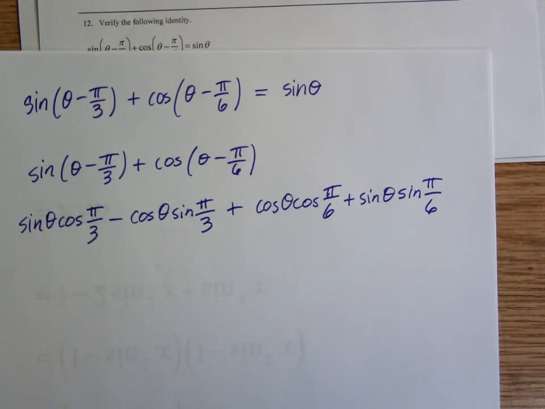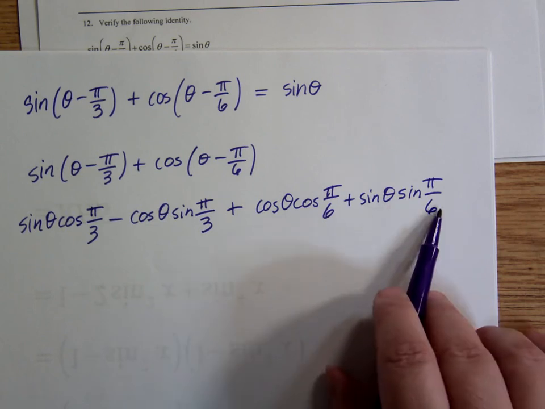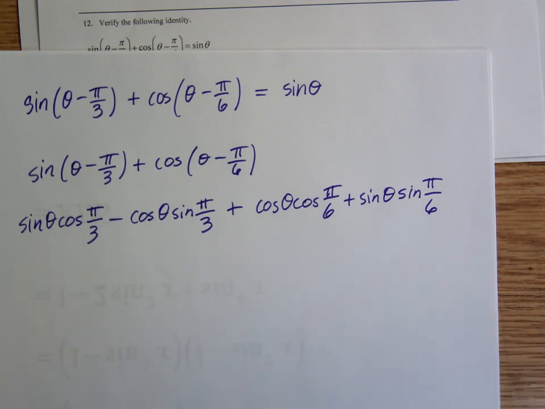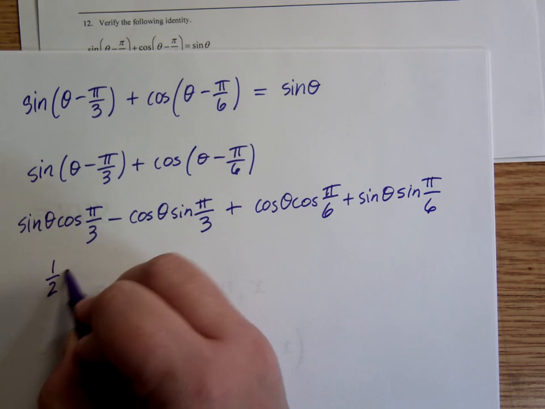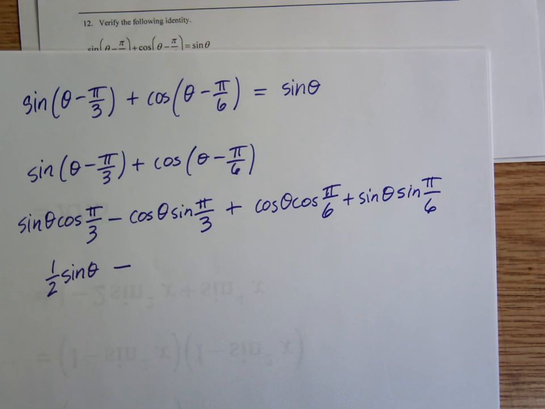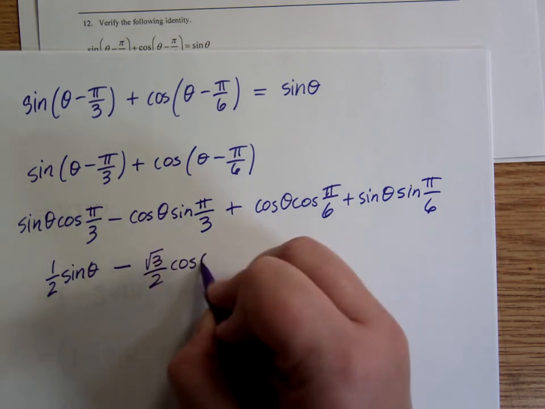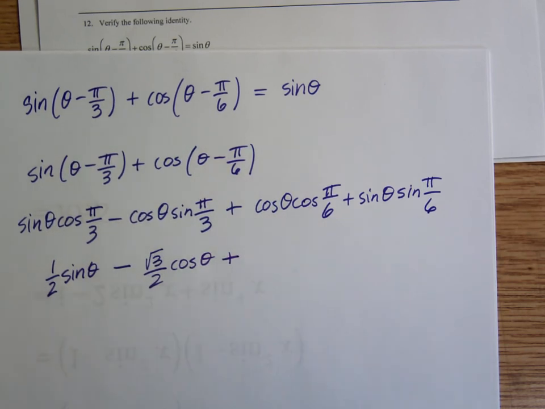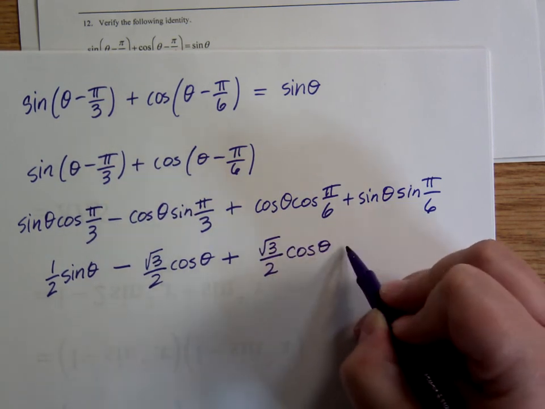And cosine of pi over 3, sine of pi over 3, cosine of pi over 6, sine of pi over 6, all of those values I know because of the unit circle. So anything I know from the unit circle I plug in. Cosine of pi over 3 is 1/2, so this is 1/2 times sine theta. Sine of pi over 3 is root 3 over 2. Cosine of pi over 6 is also root 3 over 2. Sine of pi over 6 is 1/2.